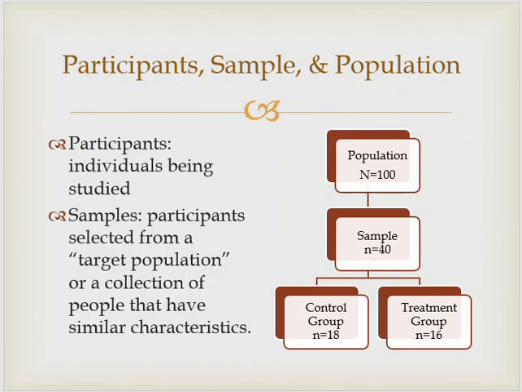For example, if your agency serves 100 clients, that is the population of your agency. You desire to randomly select 20 for the control group and 20 for a treatment group for your sample. However, after delivering the informed consent, only 18 from the control group and 16 from the treatment group agree to participate. Therefore, you now have 34 participants in your study.